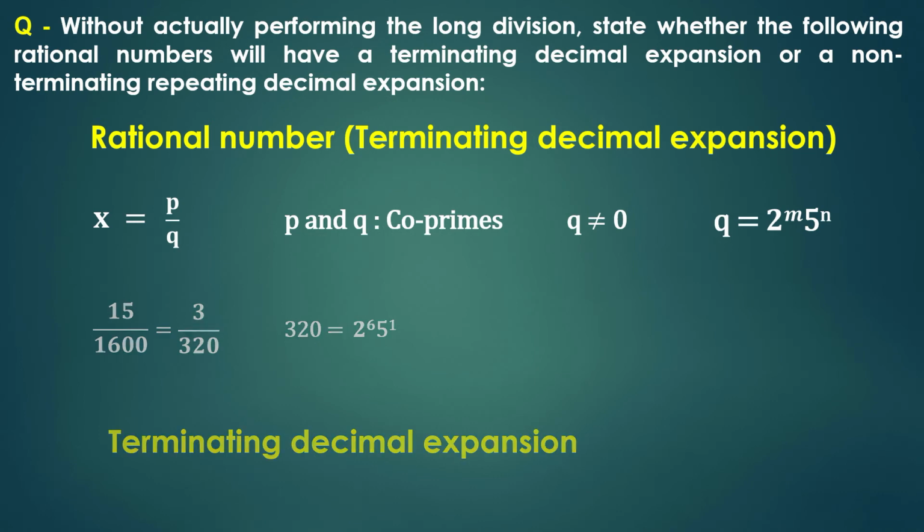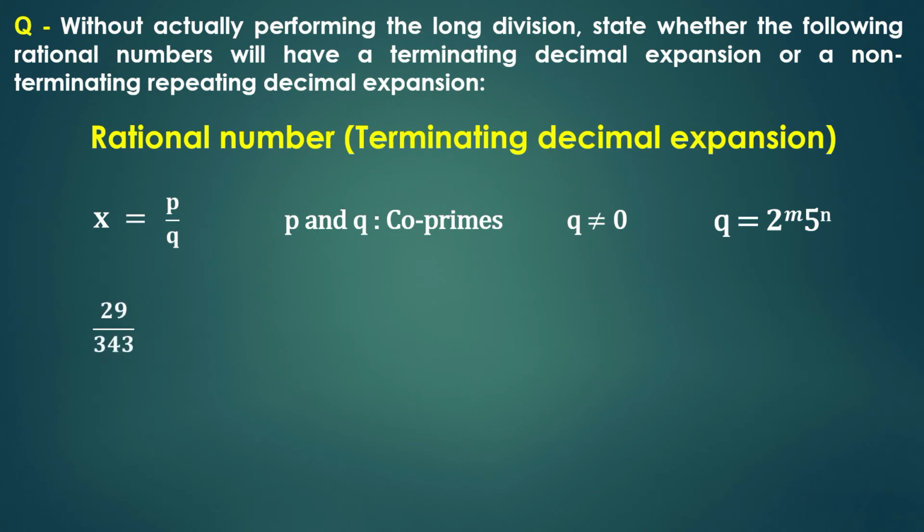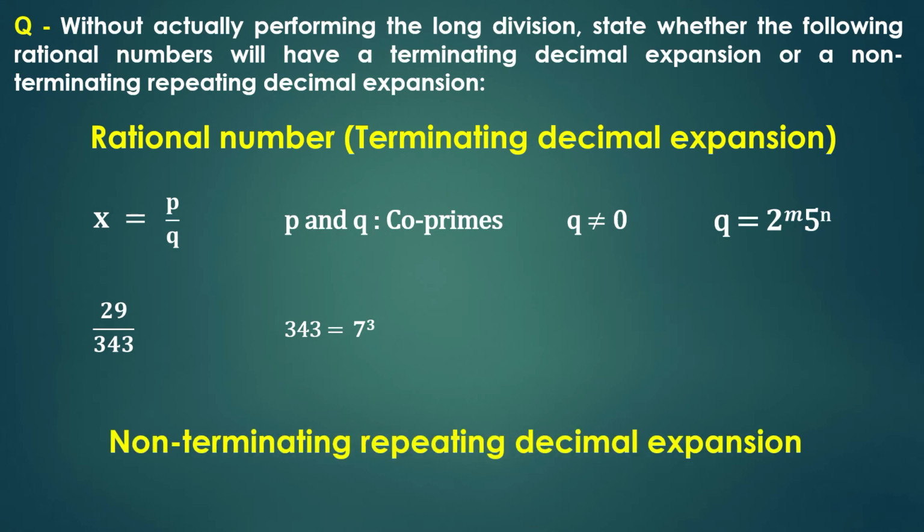Moving on to the next number, which is 29 by 343. The prime factorization of 343 is as follows. So, 343 can be represented as 7 cube because 7 appears 3 times in its prime factorization. We can see that 7 cube is not in the form 2 to the power m into 5 to the power n. Therefore, the number 29 by 343 is a non-terminating repeating decimal expansion.